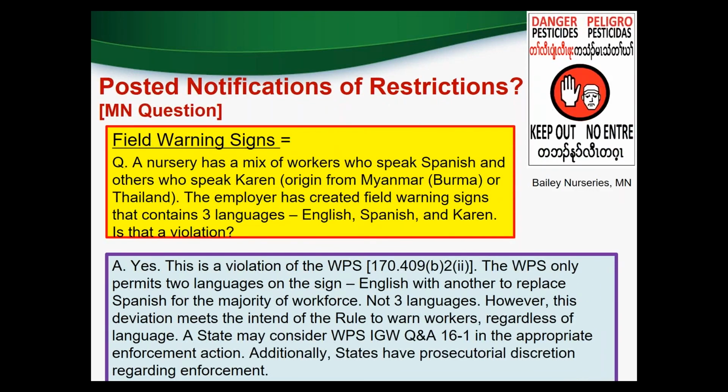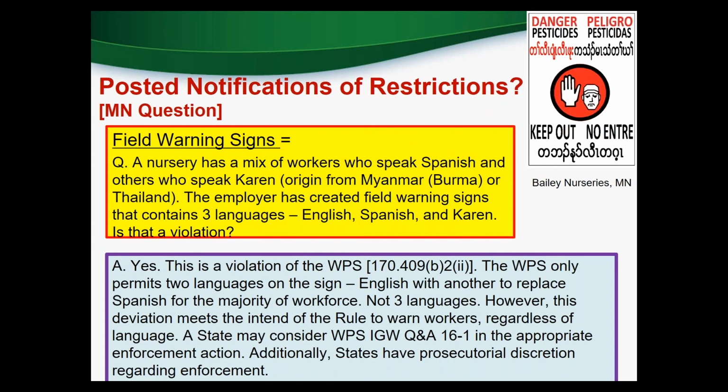Next slide. Okay, posted notifications. This is from Minnesota of restrictions. Has to do with field warning signs. The nursery has a mix of workers who speak Spanish and some who speak Karen, which is from Burma or Thailand. The employer has created a field warning sign as you show in the picture here. It actually contains 3 languages, so English, Spanish, and Karen.